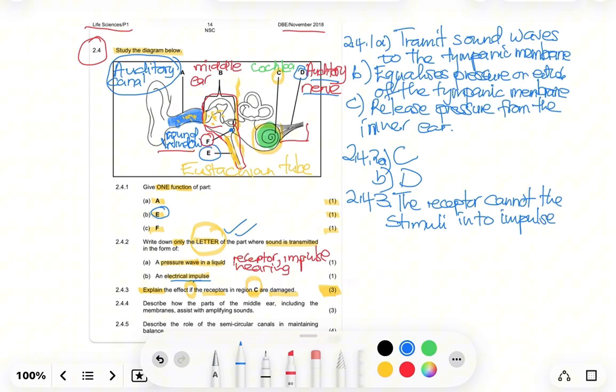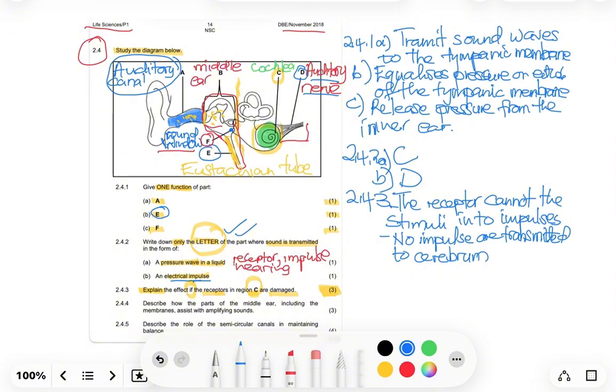So we're not going to have any impulses, right? And if we don't have any impulses, it means no impulses are transmitted to the cerebrum. Remember, we need to talk about the cerebrum here, not just say brain. It's the cerebrum of the brain.